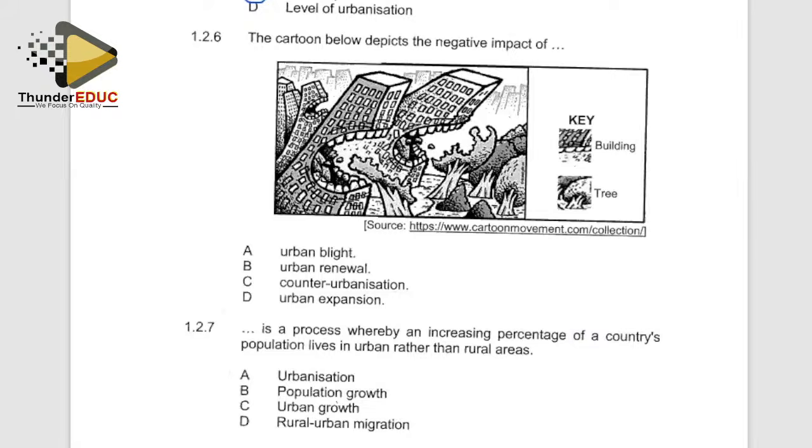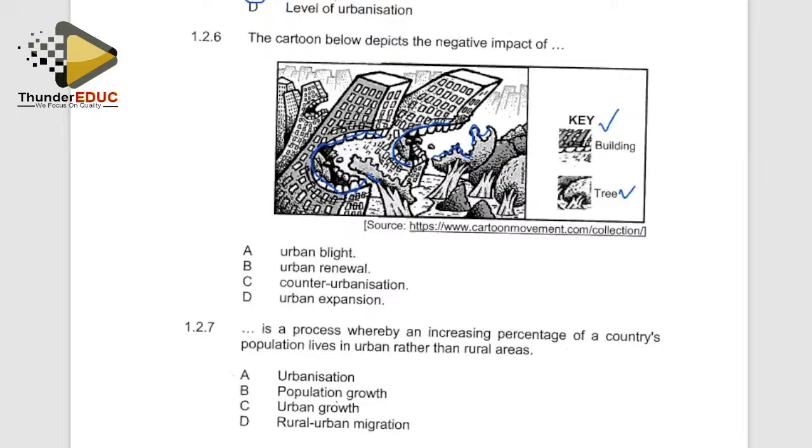Then 126 says the cartoon below depicts the negative impacts of, so let's analyze the cartoon. We can see that this is a representation of buildings and these are trees. We are seeing a building which is portrayed as consuming the trees. So a building is actually eating up the trees. What scenario is being depicted here? It means the built-up area is advancing towards an area which is naturally vegetated.